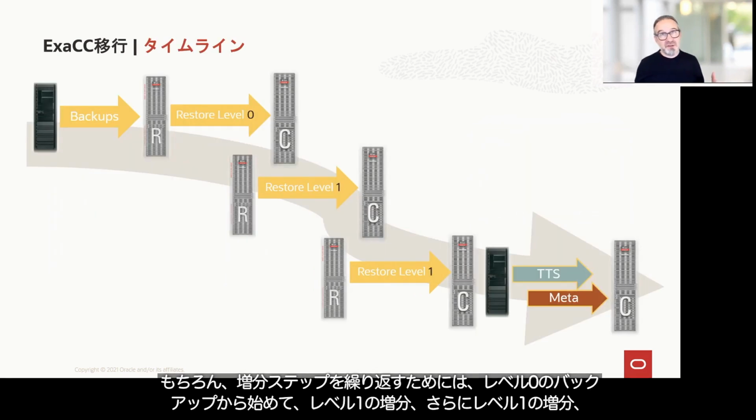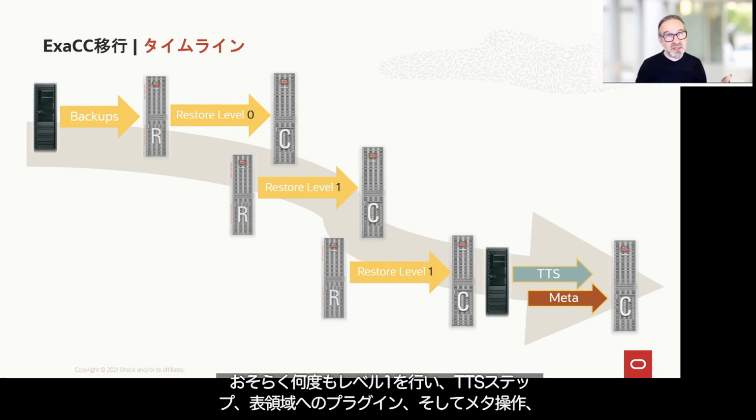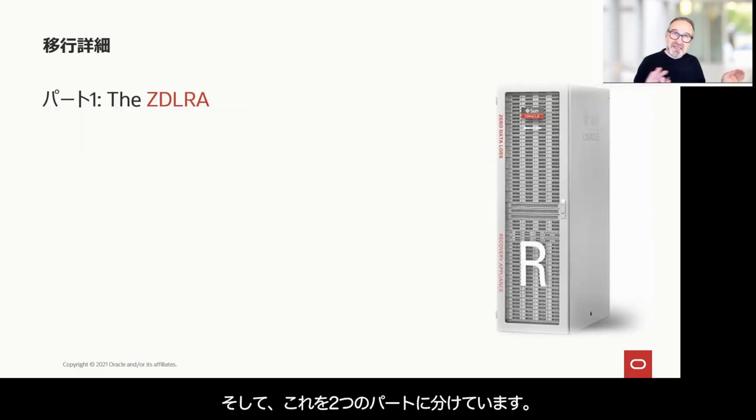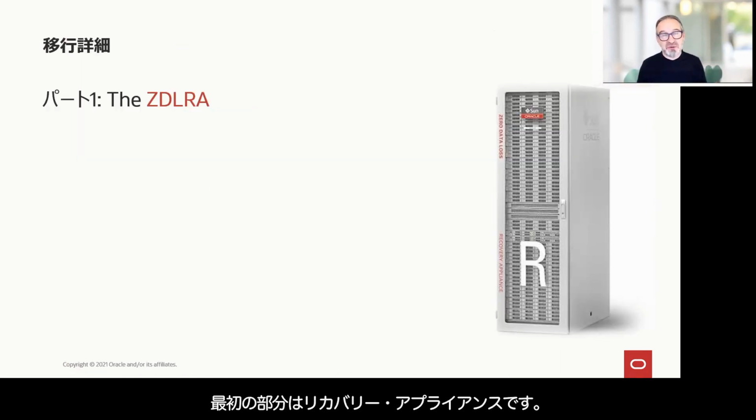Of course, in order to repeat the incremental steps, we start with a level 0 backup, then incremental level 1s, another incremental level 1, maybe another one and another one. And then we do the TTS steps, plug in the tablespaces, and then the meta operations, rebuilding the users, the quotas, the privileges, all that stuff. And we split this now in 2 parts. First part is the recovery appliance. Second part will be the transportable tablespace part.